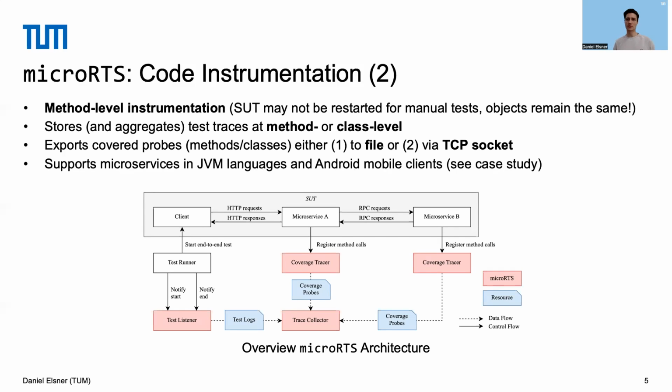Here's the overview of the microRTS architecture. So as I said, we have the system under test, and it may consist of a client and multiple microservices. And we collect coverage information, in this case, either method or class level, depending on how microRTS is parameterized. And then we collect that information either by dumping into files, and then the trace collector will collect it from there, or we send it via TCP socket. And that's again, depending on the options that you provide microRTS with.